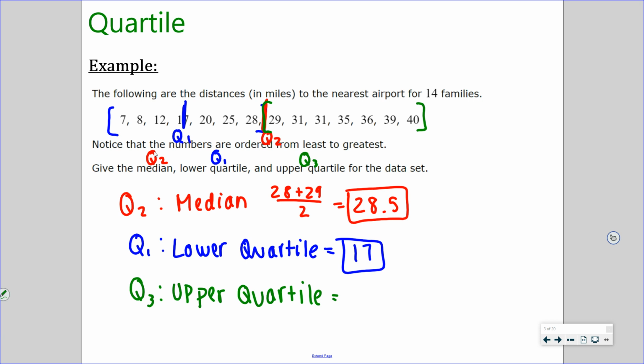Again, I have 7 data values. So right here, that'd be 35. And those quartiles would split my data into 4 equal parts. Another way I can interpret this is that 25% of our data would be at 17 miles or less. 50% of the families would be at 28.5 miles or less. And 75% of our families are within 35 miles or less of this airport.